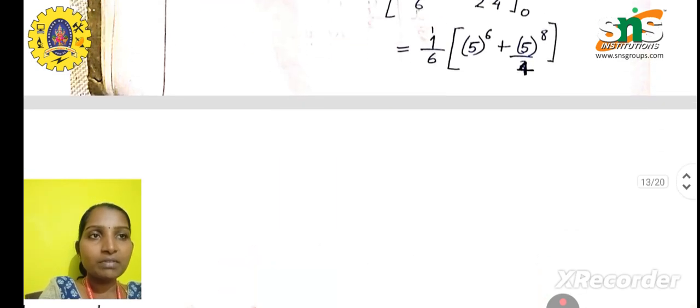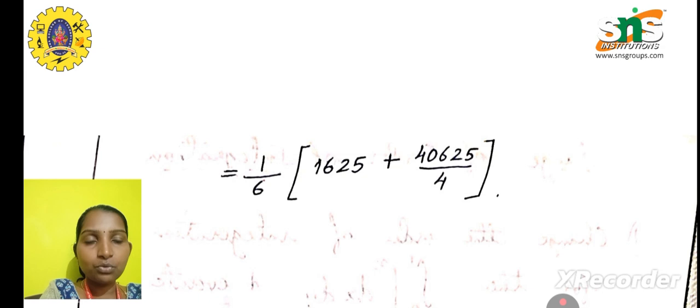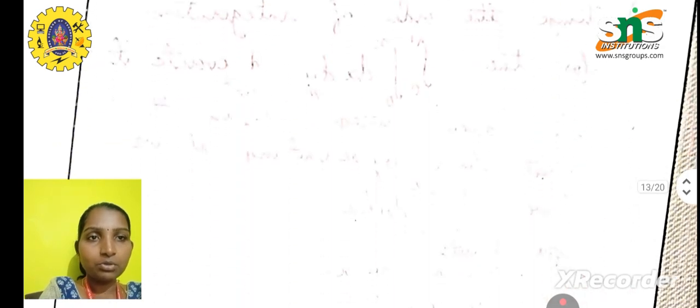Now what will be the value here? You will have the value to be 1 by 6 into 1625 plus 40625 divided by 4. On simplifying it, you will have a value, using a calculator.